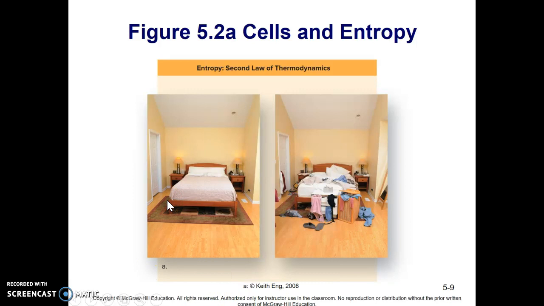Entropy can be shown in your dorm room, I'm sure, right? That over time, your dorm room or your bedroom tends towards chaos and disorganization. And the only way to go from disorganization back to an organized form is to add energy, in this case physical energy, to put up all of your dirty clothes and things like that.